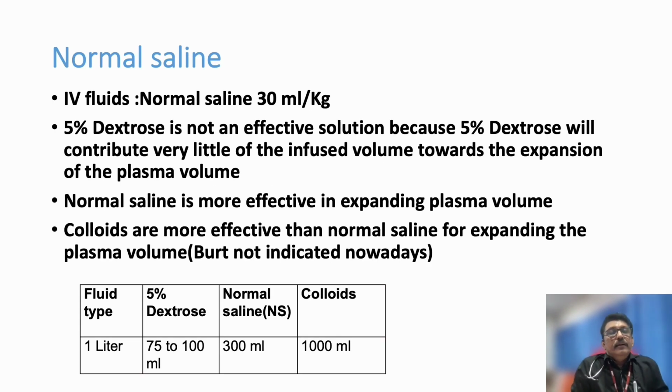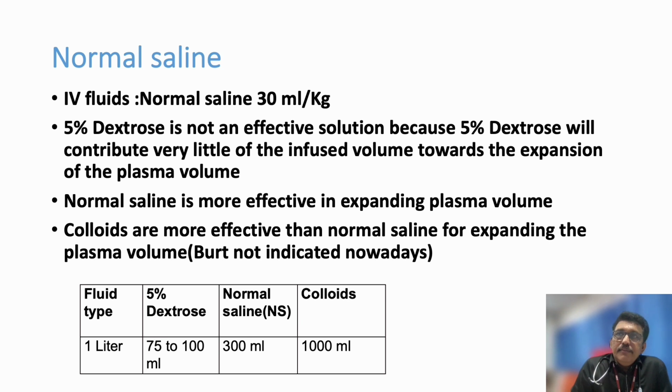Now, when we are giving 1 liter of normal saline, ringer lactate or plasmalite or dextrose, we have to see how much amount is remaining in the intravascular compartment. If we are giving 1 liter of normal saline, around 300 ml of fluid will remain in the intravascular compartment after some time. So whatever we give, it will not remain in the intravascular compartment. It will shift to the extravascular compartment also, but it will not go to the intracellular compartment.